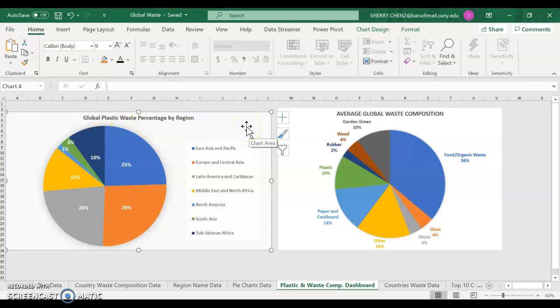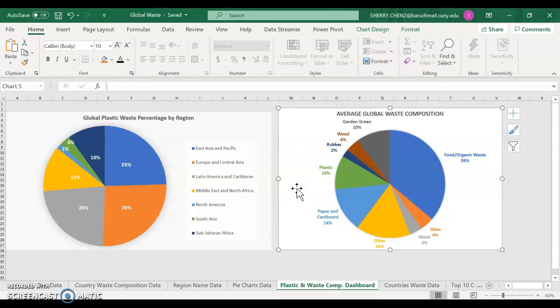And as you can see, Europe and Central Asia is producing the most plastic waste at 26%, followed by East Asia and Pacific at 25%. Third, you have Latin America and the Caribbean at 23%. Surprisingly, North America produces only 1% of global plastic waste.